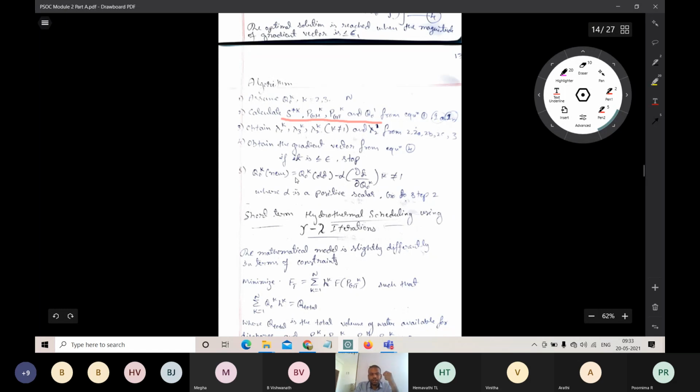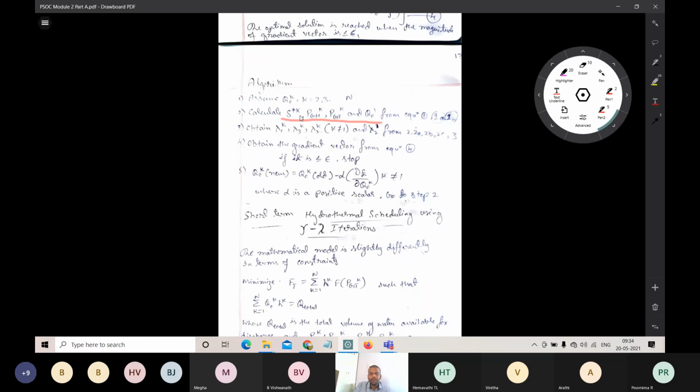The algorithm and the flowchart are the same. The only difference is that in the flowchart we draw in terms of blocks, and the algorithm is in terms of lines and words. So Q naught K nu is equal to Q naught K old minus alpha times dou Lagrange by dou Q naught K. Here K is the independent variable, so use K other than 1, and alpha is a positive scalar quantity. If you satisfy this, then go to step 2. Like that we need to solve.